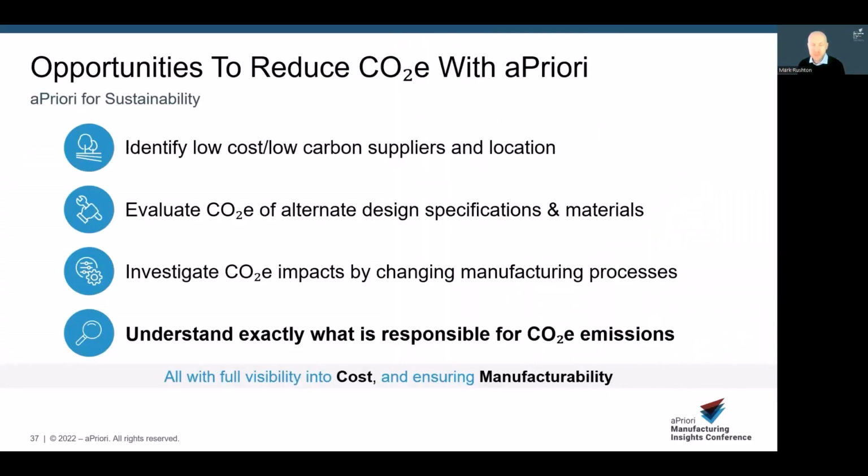So what are we going to be able to achieve with this? We're going to be able to identify low cost and low carbon suppliers based on their location. We can evaluate the carbon emissions of alternate design specifications in different materials, which is going to allow us to iterate more, try alternate designs and different materials. We can also try different manufacturing processes to see the effects on greenhouse gases.